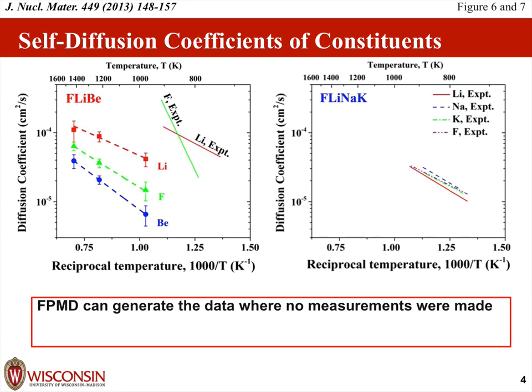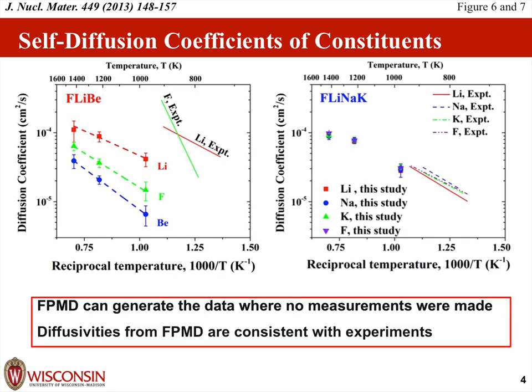For the fluorine diffusion, an extraordinarily high activation energy of experimental fluorine diffusion was reported. However, given the result for lithium in FLiBe, there is no reason to expect a significant error from the calculated fluorine diffusion. Diffusivities of lithium, sodium, potassium, and fluorine in FLiNaK were also calculated. All these ions possess similar diffusivities and a consistent trend was observed. As in the beryllium diffusion in FLiBe, FPMD can be used to generate the data where no measurements were made.